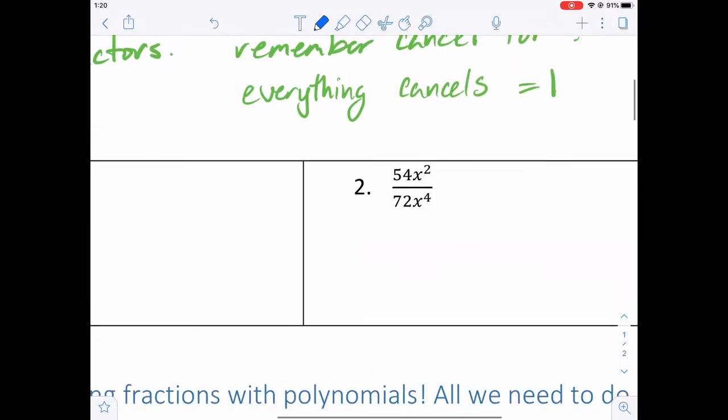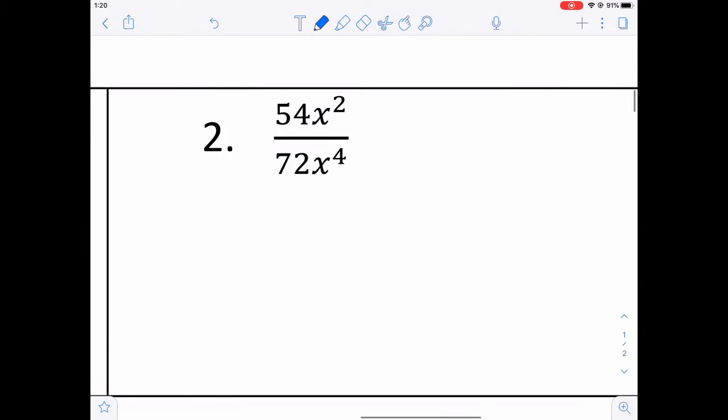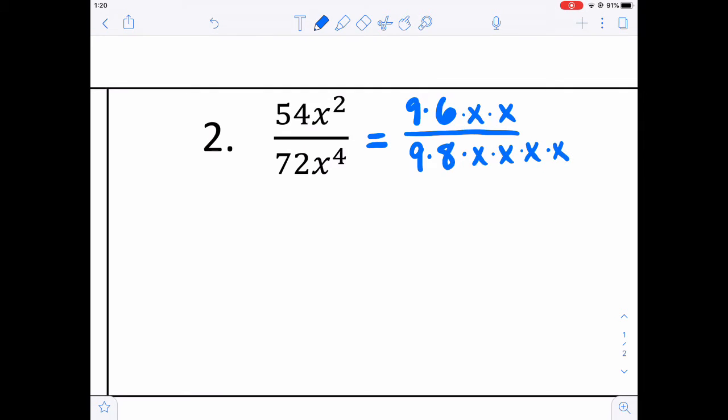Let's do another example. What if we have a variable? We know how to do this, right? We're going to do the same type of thing. Let's factor 54. Well, that's 9 times 6, and x squared is x times x. This is what that whole thing looks like. On the bottom we have 72, which is 9 times 8, and then we have 4 x's. You don't necessarily have to write this out. Maybe you saw different factors. It doesn't matter. 9 and 9 cancel, and then both x's cancel, but we're left with 2 on the bottom.